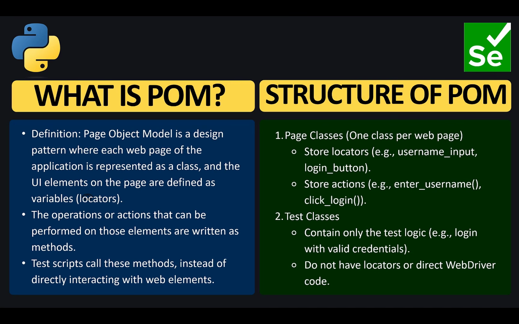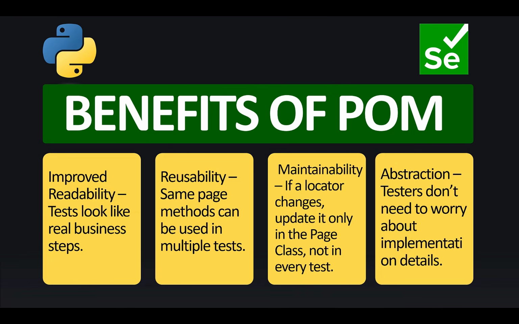Okay. Now let's discuss the benefits of the POM. The first benefit is that it improves the readability of your test. Your test will look like a real business step. As a business step, you will go to a page, type admin as the username and a password, and click on the button. So it will look like a real business step. Secondly, the benefit of using methods is that you can use those methods in multiple test cases. For example, you have created a method to login. Just giving you an example over here.